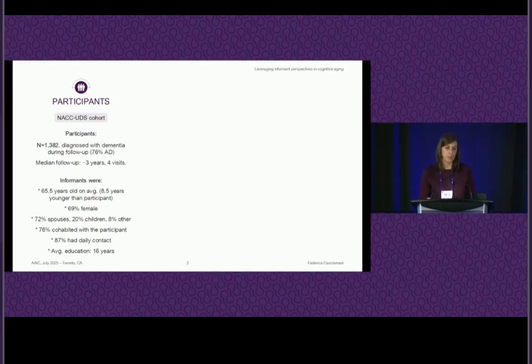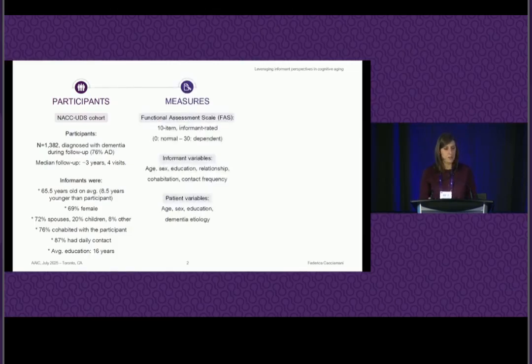Most cohabited with the patient and had daily contact. And the average education was relatively high. As a measure, we used the Functional Assessment Scale, the FAS, which is a 10-item questionnaire filled out by the informant. So the informant is rating how dependent the participant is in performing activities such as remembering appointments or paying bills. So we had a score between 0 and 30, where 0 is normal and 30 dependent.